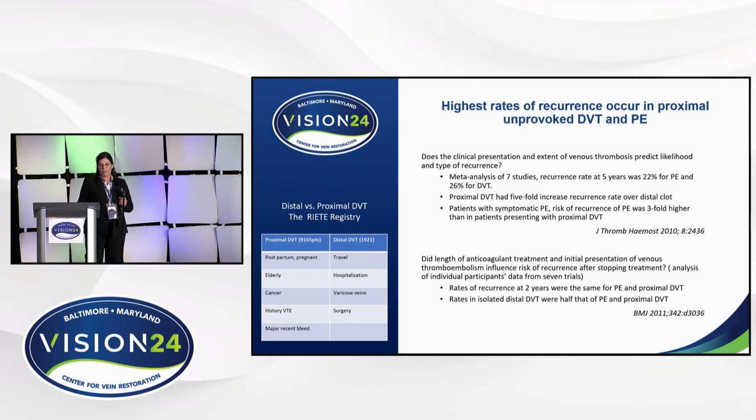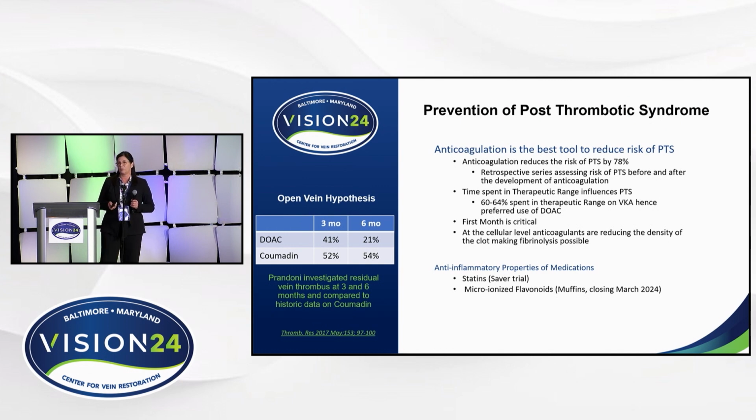Another thought is, should anticoagulation be used to reduce post-thrombotic syndrome? And when they looked historically at data before Coumadin and then after Coumadin, they found that the risk of post-thrombotic syndrome was reduced by 78%. Seems pretty good. But then they also identified that only 60% of the time was spent in the therapeutic window. And oh, by the way, the first month tends to be the most critical month. That's when the fibers get more porous and the fibrinolysis can occur better. And so hence we see the switch to the DOACs, hoping that that's going to get better. And I'm looking forward to some evidence from the GARFIELD trial that there are higher recanalization rates.